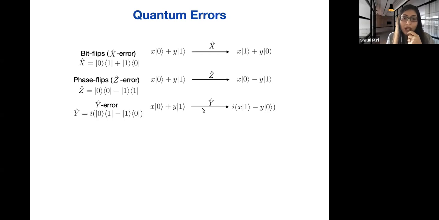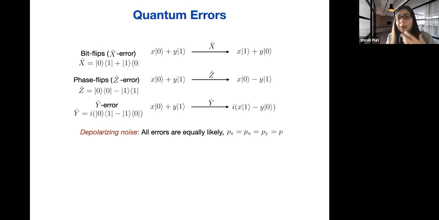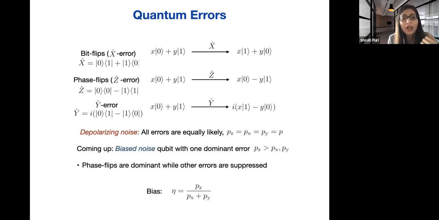The most common error channel that people study are depolarizing channels, where we say that the probability of all these three errors is the same. So the probability of the Z error is same as probability of X error and the same as probability of Y error. However, there are many systems where the qubit couples to the environment, preferably along one axis of the Bloch sphere. And in that case, we get that the noise along that axis is more dominant compared to the other types of noise. So such qubits are called bias noise qubits.